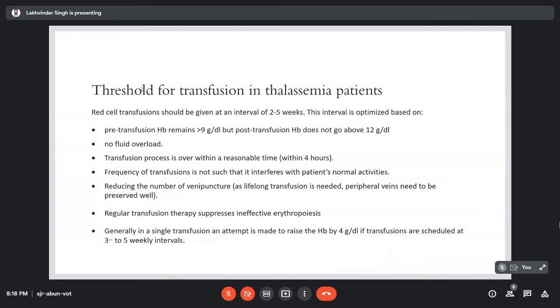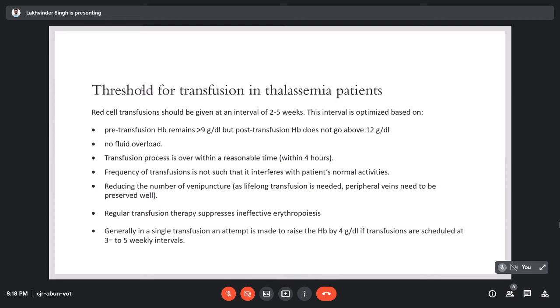Red cell transfusion should be planned at an interval of 2 to 5 weeks. This interval is decided because pre-transfusion HB should remain more than 9 and post-transfusion hemoglobin should not exceed 12. And there should not be any fluid overload because they already have hyperdynamic circulation. The transfusion process should be over within a reasonable time, within 4 hours. The frequency of transfusion should not interfere with the patient's normal activity. You cannot ask the patient to come for transfusion every week or every 5 days. So you have to give them a decent interval.